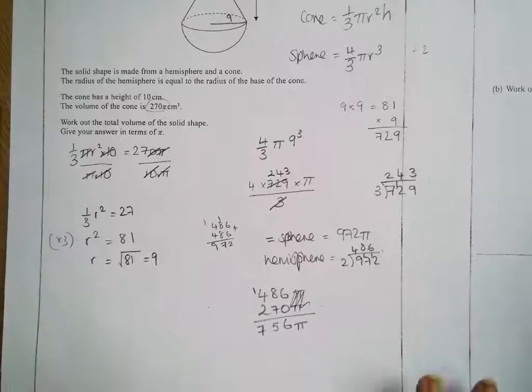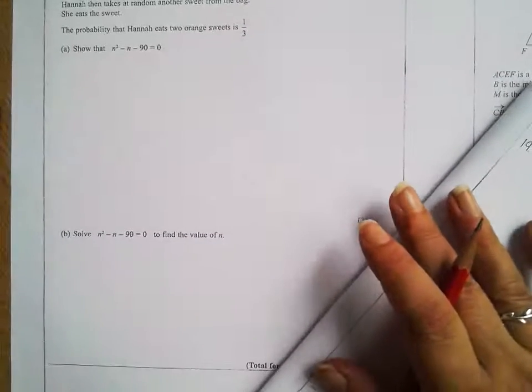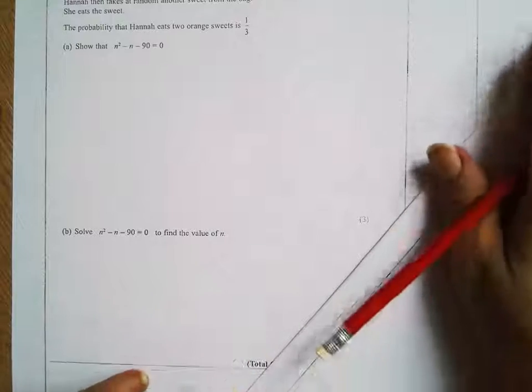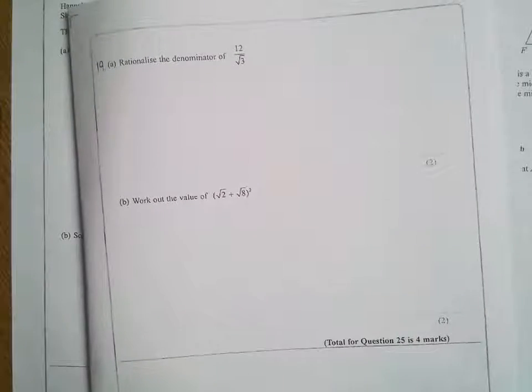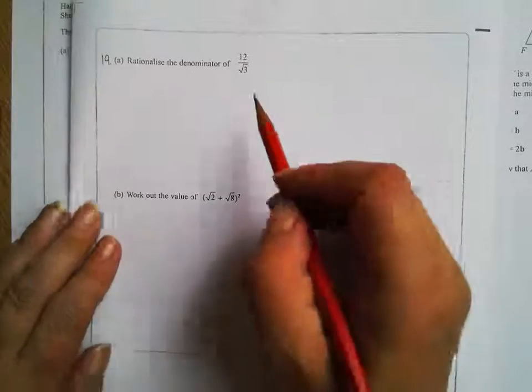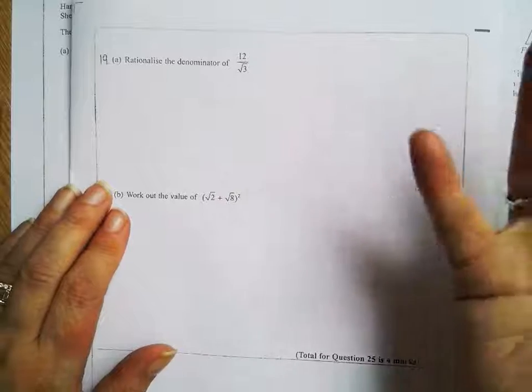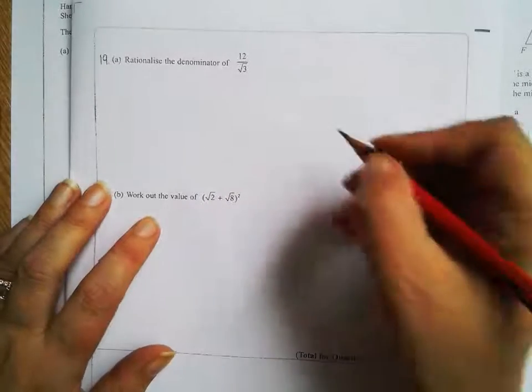Okay, question 19 is on surds. I've not done surds with any of you this year. I'm not sure if it was on the Year 9 scheme of work last year. Rationalising denominators are relatively straightforward. Bear in mind that if you multiply the square root of something by the square root of the same thing, it creates the number that's under the square root sign.